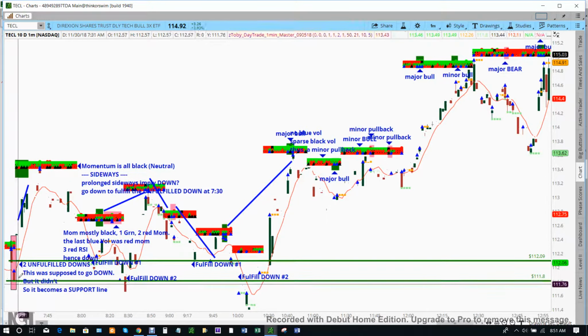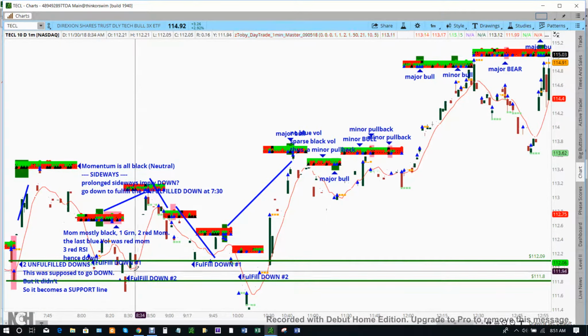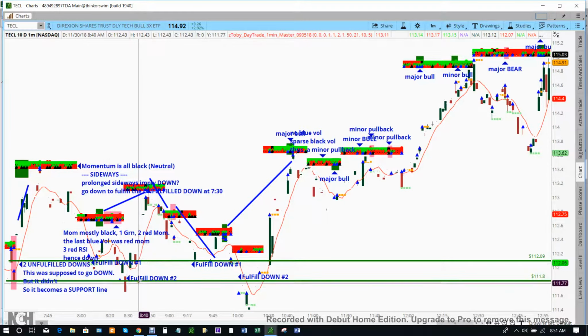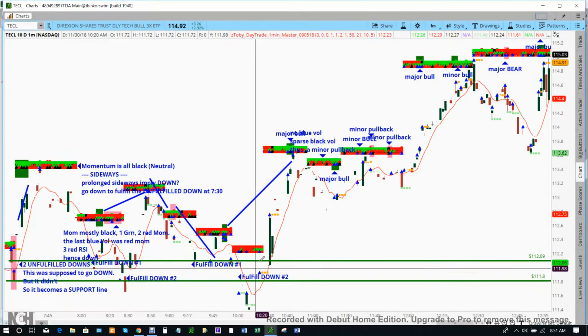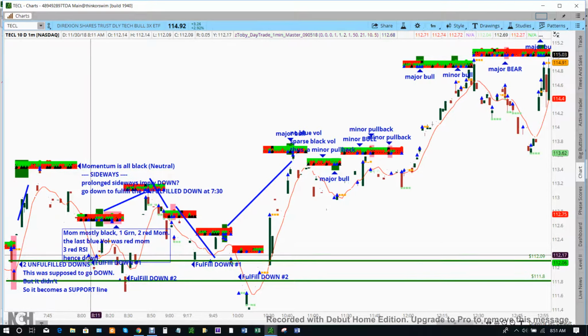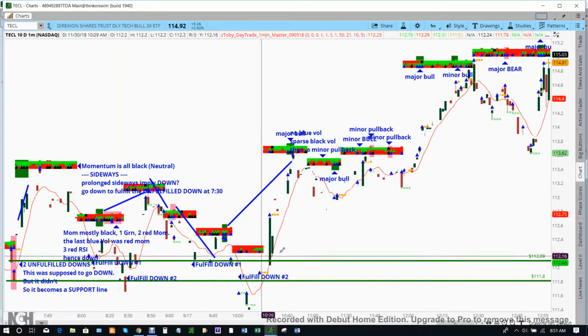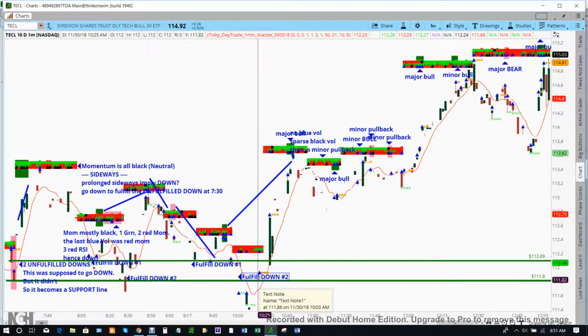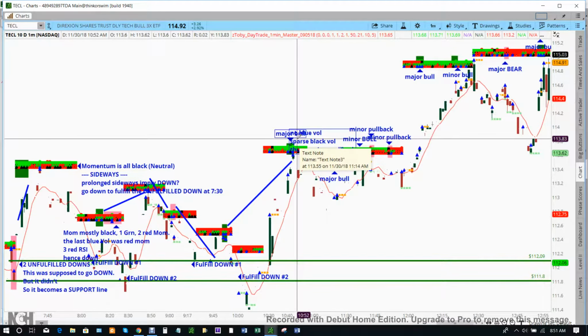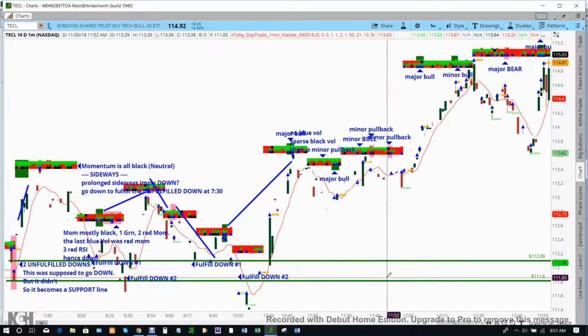So here's the unfulfilled down, and then here is a fulfilled down, and here's another fulfilled down. So basically what it did was it fulfilled them twice. Now everybody's got rid of the stocks that they would have lost money on and bought new stocks that they would have made money on, and nothing is holding it back. It's going to go back up again. Boom, there it goes. So let's zoom in and look at the details.